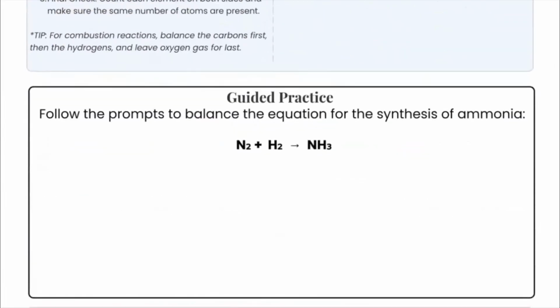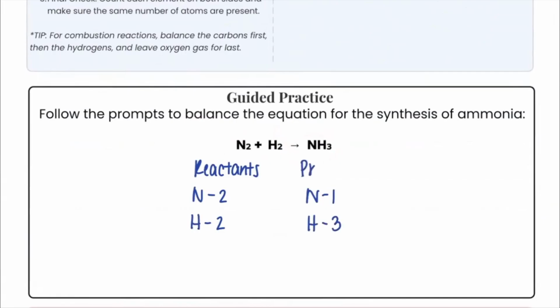Now let's try another one, but this time I want you to pause the video and try it first. When you're ready, press play, and we'll go over it together. So in this equation, we have N2 reacts with H2 to produce NH3. Well, first identify your atoms. On the reactant side, we have 2 nitrogens and 2 hydrogens. And on the right, we have 1 nitrogen and 3 hydrogens.